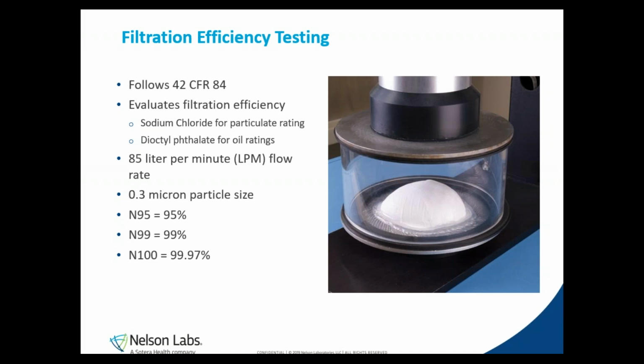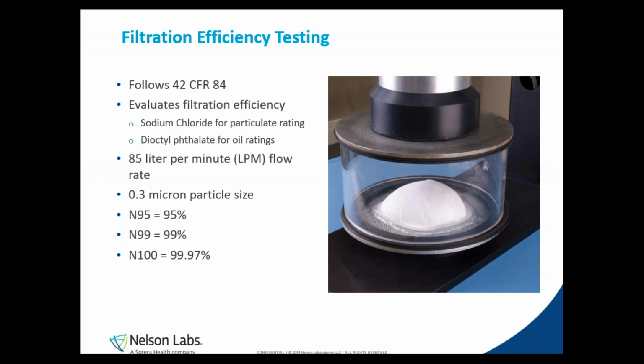Filtration efficiency testing is the first test for respirators. This determines how many particles a respirator can remove from the airflow. For N ratings, the particles that are used are sodium chloride. NIOSH also certifies oil-proof and oil-resistant respirators, and for that testing, dioctyl phthalate is the oil used for testing. This testing takes place at a high flow rate of 85 liters per minute with a very severe challenge of a 0.3 micron particle size sodium chloride.